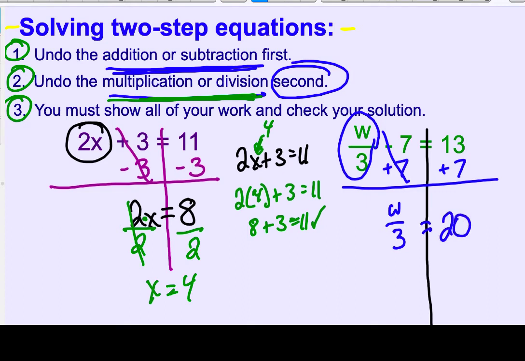Okay? You've got to do each of these as its own step. You can't just combine all your work in one row. Next one, W divided by 3. So the opposite of dividing is to multiply. So I'm going to multiply by 3.